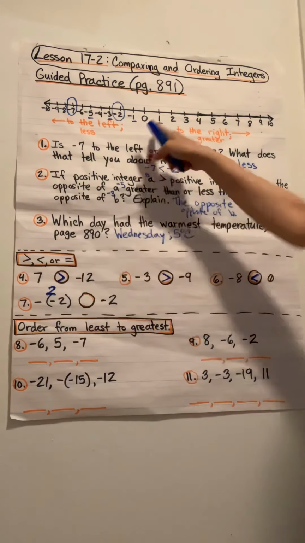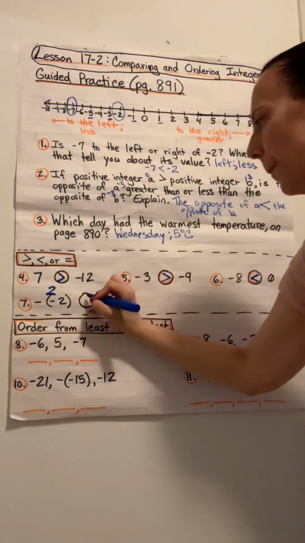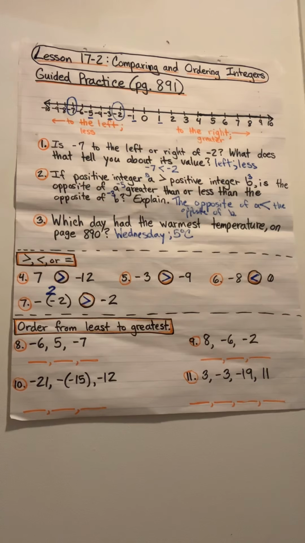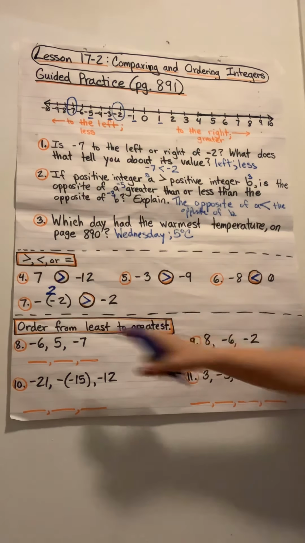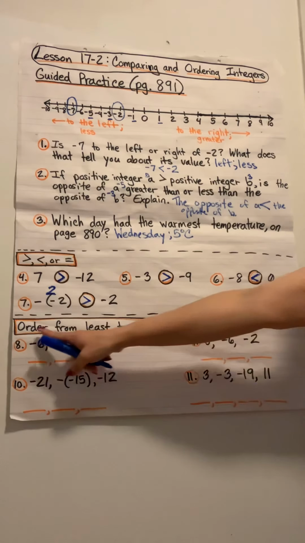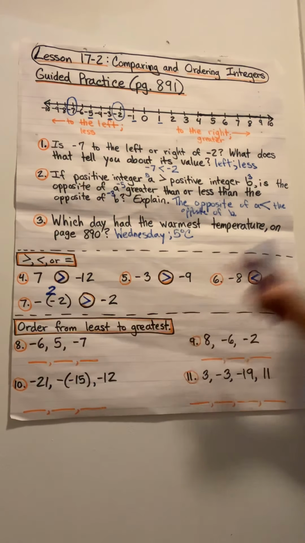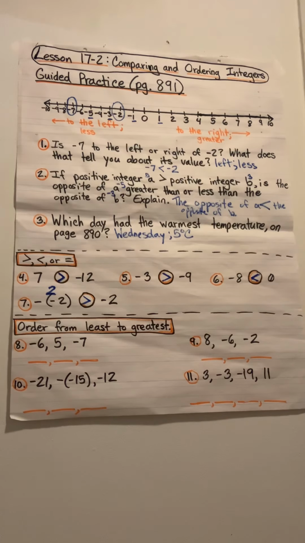And again, a positive number is always going to be greater than a negative number. So once I think about what that means, then it becomes easier. Okay, and these last few problems ask me to go one step further. Instead of just comparing two numbers, now I'm going to put numbers in order from least to greatest.